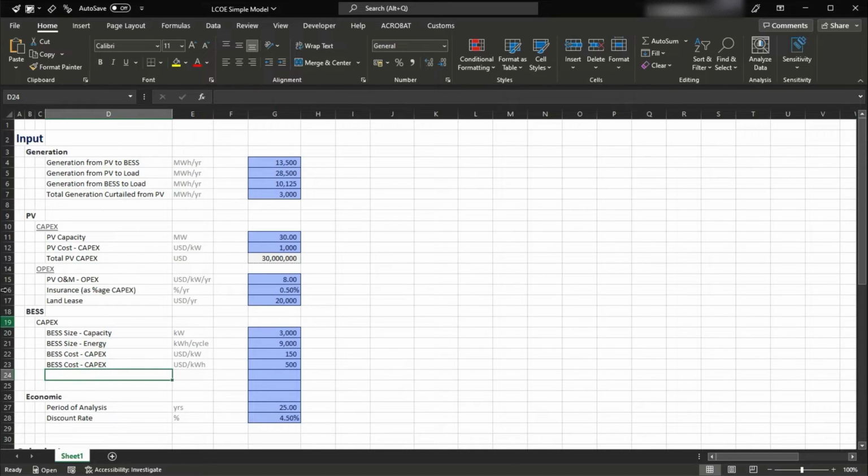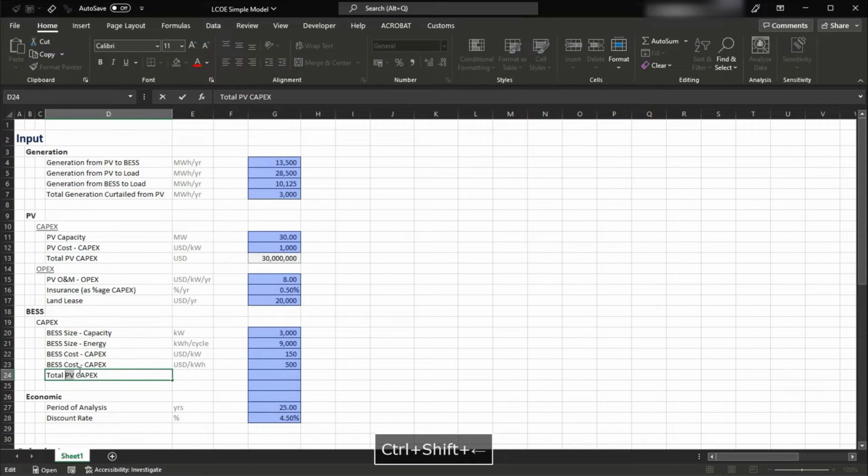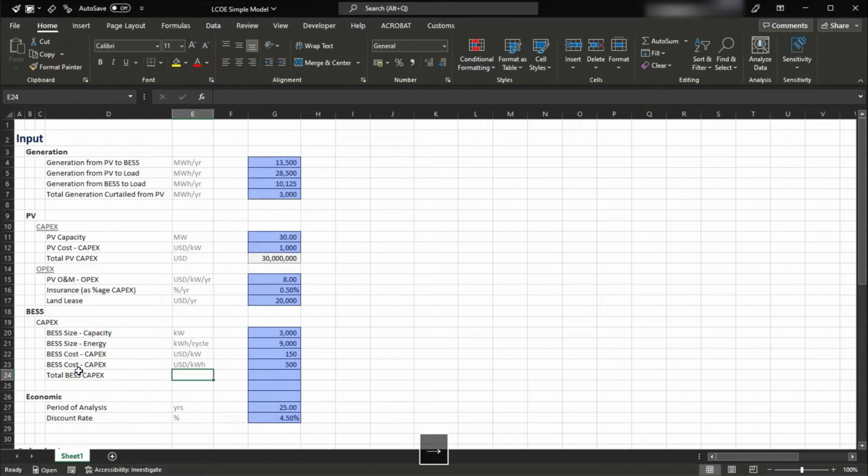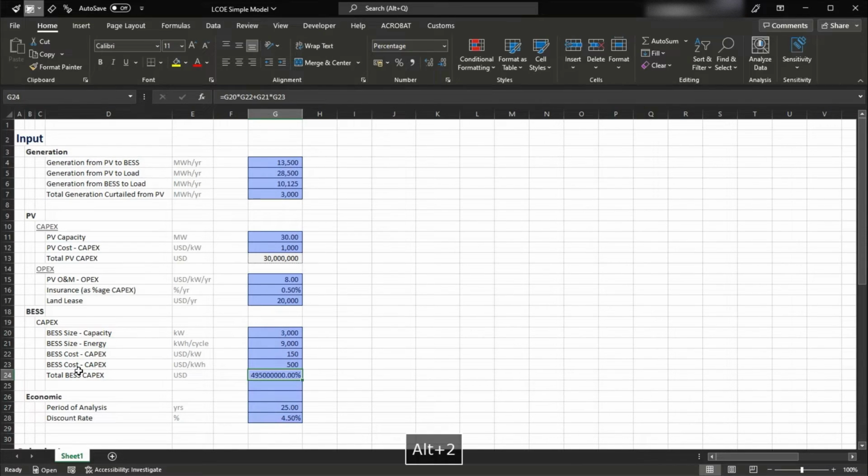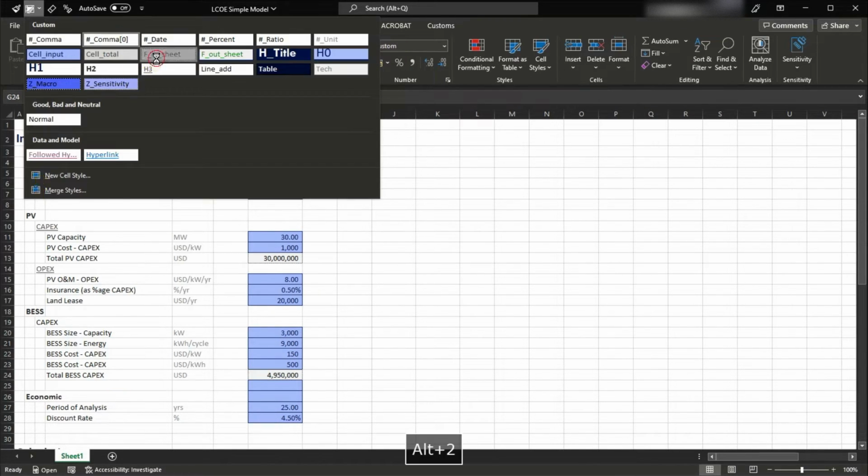What I'm going to do here, as I did for the PV, is the total BESS capex, which is going to be in USD, and that's going to be equal to what? This, which is the capacity times the price per capacity plus the energy times the cost per energy. And again, we just have to reformat this thing here.